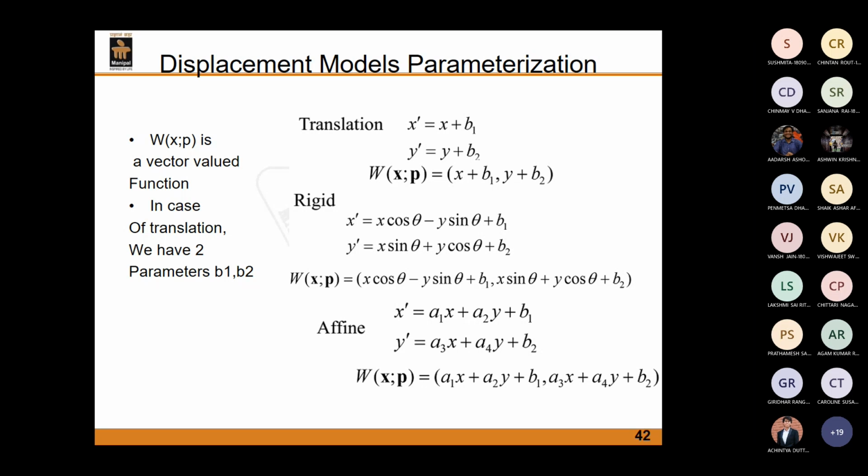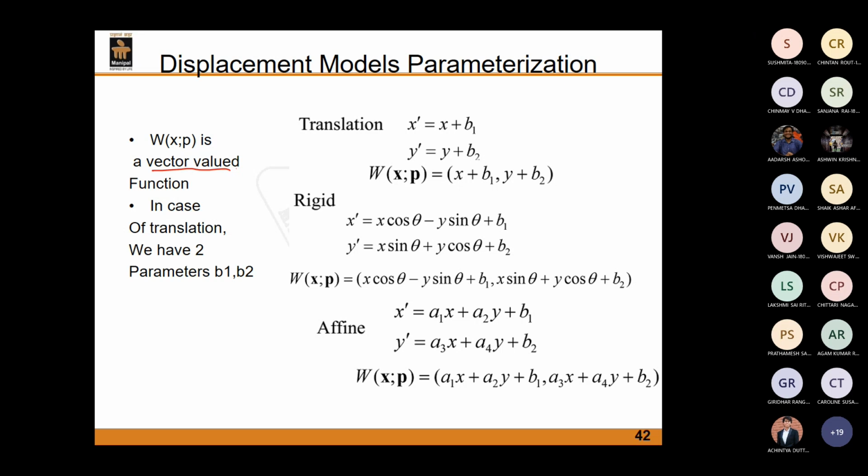Now let us see how we can express all these transformations as vector valued functions. Vector valued functions in the sense that we are just representing them in vector form. The vector valued function is given by W, where W stands for warping, a term and concept we will see later.